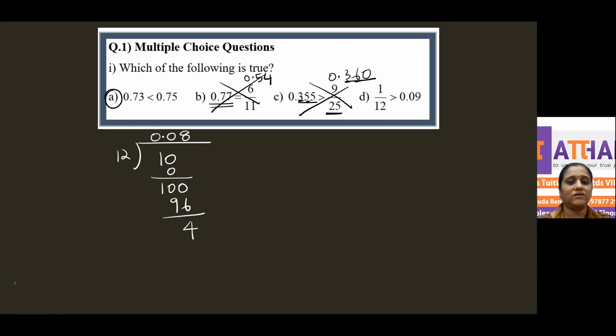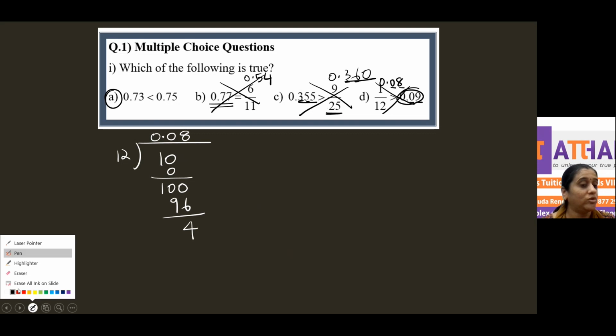Why not? Tell me, Avanish, what is 1 by 12? Don't get up. 0.08. What is 1 by 12? 0.08. Now compare 0.08 and 0.09. So this is greater, but this is also wrong. So only this is true. Do you understand? Now I'll write. You should take down what I am writing. Don't do it on your own.